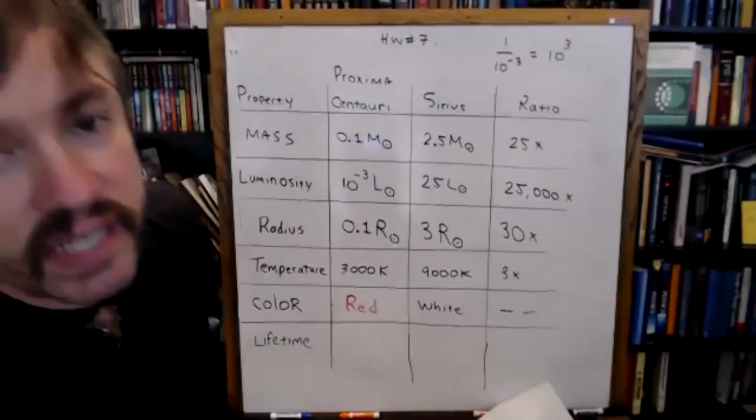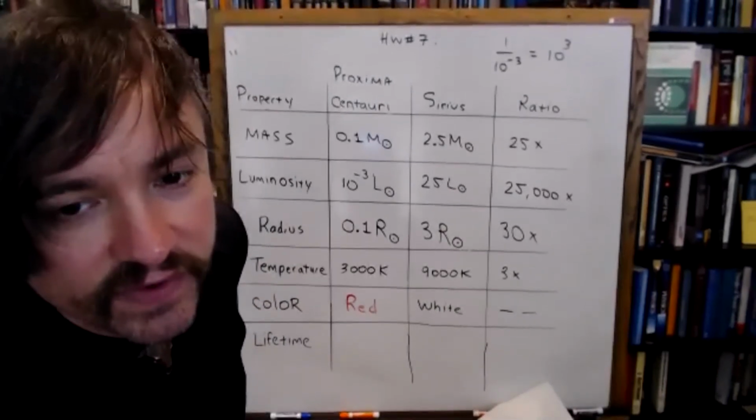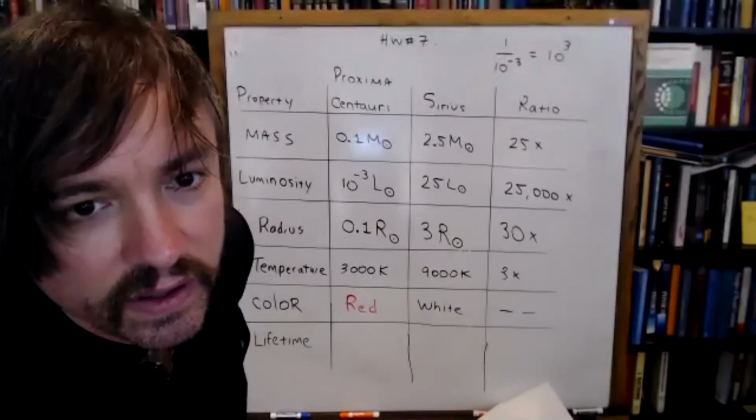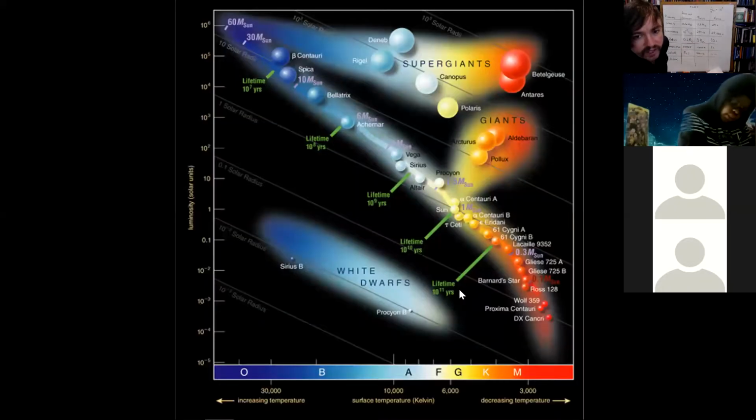Now stars, as we are going to learn, have a variety of different lifetimes. The lifetimes can be seen here in green. Typical lifetime for Sirius is how many years? About 10 billion years. 10 to the ninth. How many billions is that? 1 billion. And how about Proxima Centauri?